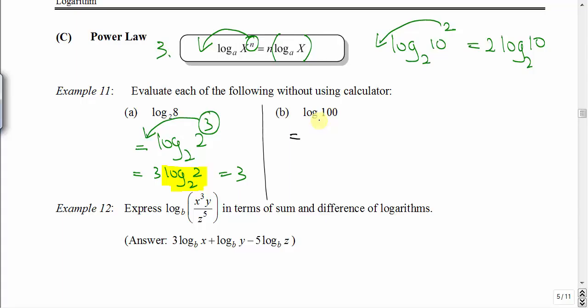Log base 10 of 100. So the 100, let's change to the value same as the base. So 100 we can change to 10 squared, so that the 2 can be brought down. Now the value here and the base are the same. The base is base 10. So this whole expression gives us a value of 1. 1 multiplied by 2 will be 2. So the trick is, for this example, change this value here to the value of the base.